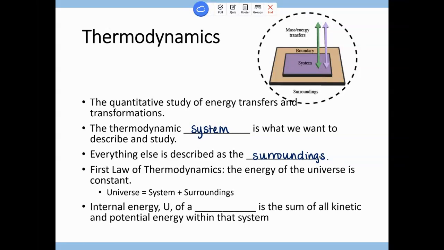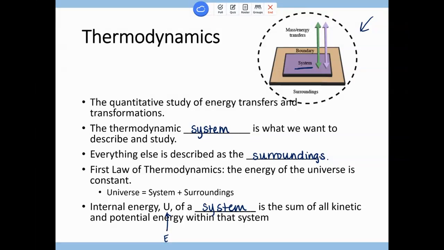The internal energy of a system is the sum of all kinetic energy, so energy of movement, and all potential energy, so energy of position. Sometimes, and you'll see this in your homework, it is E. In the assigned questions, they ask for E, and then they note sometimes internal energy is represented as U. Either way is fine.